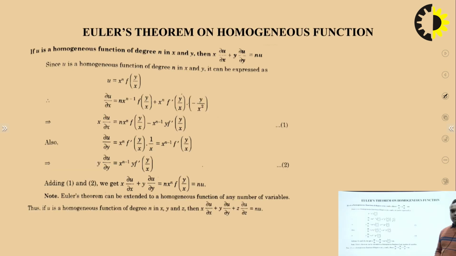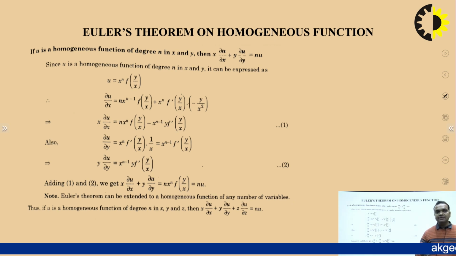In this section, I will discuss Euler's theorem on homogeneous function. If u is a homogeneous function of degree n in x and y, then x del u over del x plus y del u over del y equals nu, where n is the degree. Since u is a homogeneous function of degree n in x and y, it can be put in the form of u equals x to the power n f of y upon x.